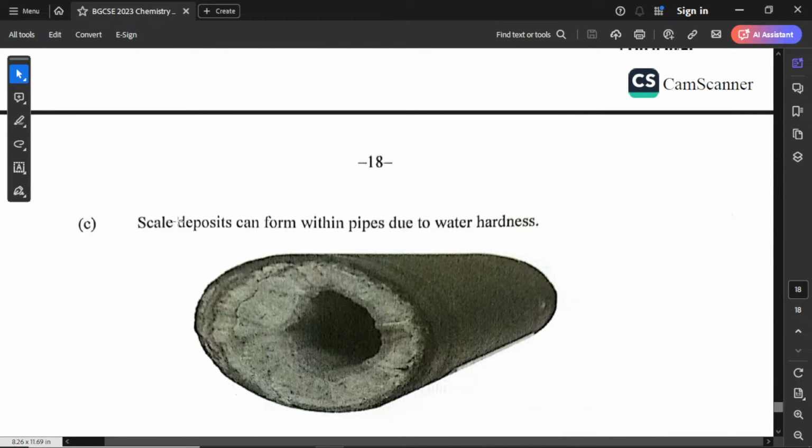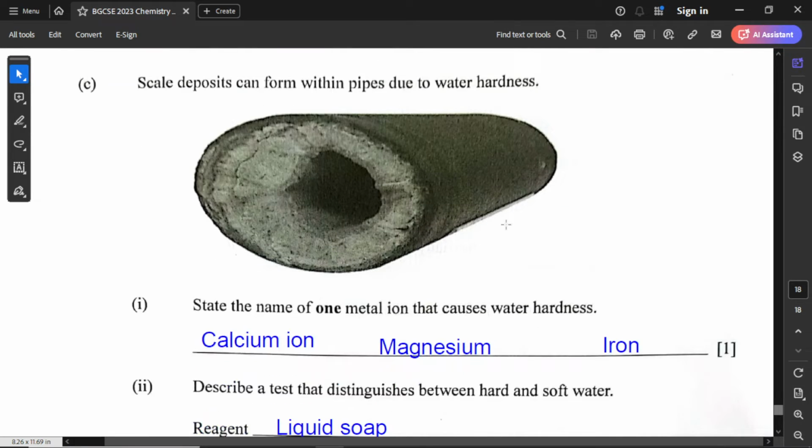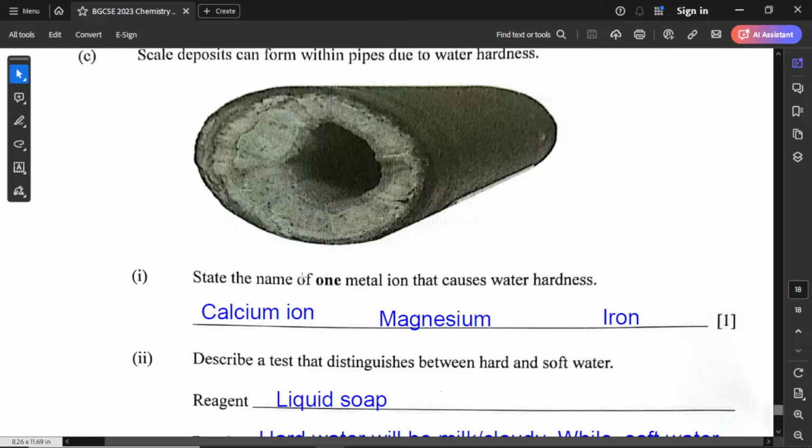For part C, it says scale deposits can form within pipes due to water hardness. For part 1, it says state the name of one metal ion that causes water hardness. The 3 basic ones we have right here are calcium ion, magnesium ion, and iron.